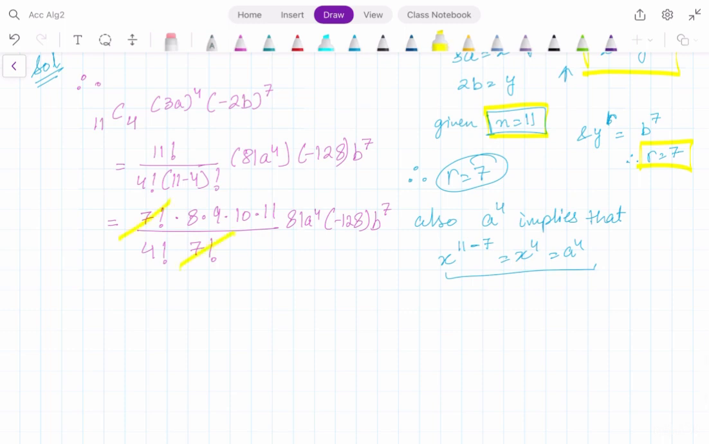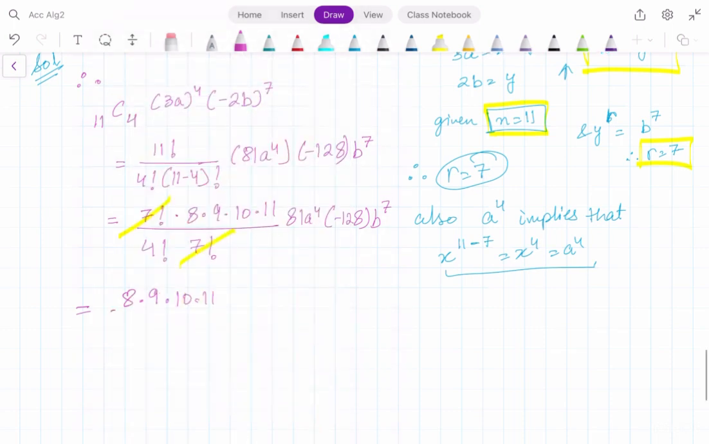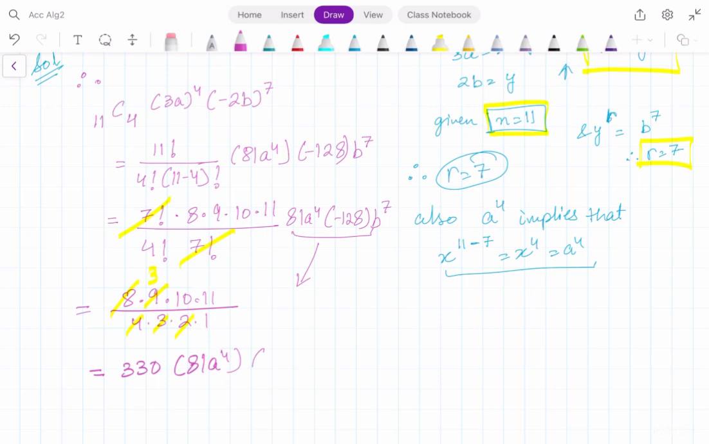And then if you calculate it, finally you will get 8 times 9 times 10 times 11 and times 81a to the power of 4 times negative 128b to the power of 7. And in the denominator, we have 4 times 3 times 2 times 1. So if you cancel it out, that is the beauty of factorial. We can do the cross cancellation. So the coefficient of this term will be 330. If you would like, you can go and check on the Pascal's triangle. You will find 330 as the coefficient for the seventh term.